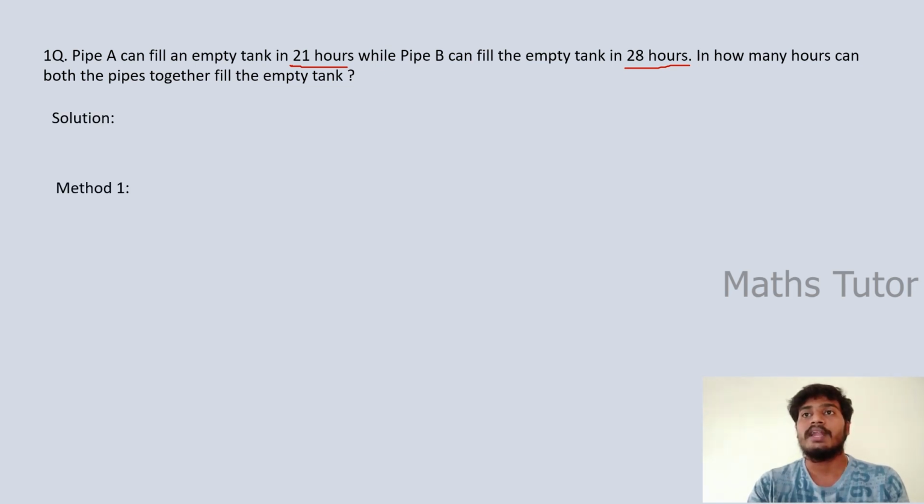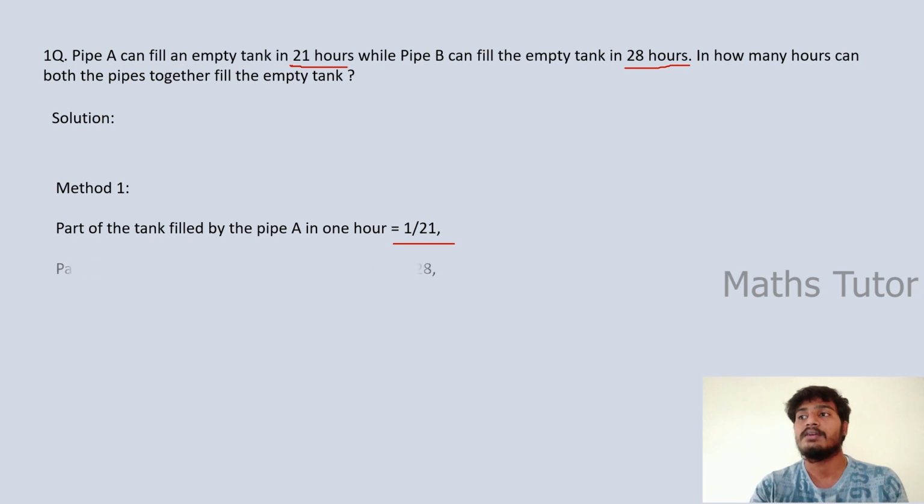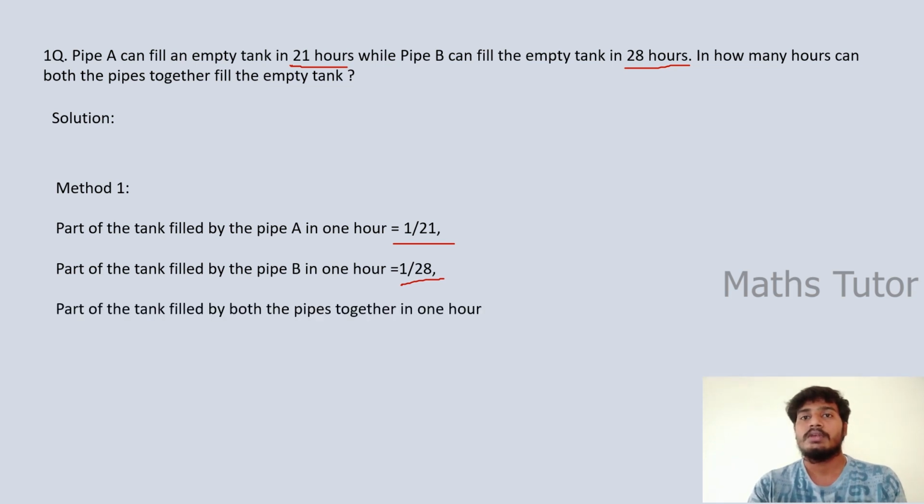There are two types of methods. I'm going to do the first method, which is the basic method. Here the part of the tank filled by pipe A in 1 hour is, if pipe A can fill the complete tank in 21 hours, let us consider the total work as 1 unit. So in 1 hour it can fill 1 by 21st part of the work. In the same manner, the part of the tank filled by pipe B in 1 hour is 1 by 28th part. So the part of the tank filled by both pipes together in 1 hour is 1 by 21 plus 1 by 28.